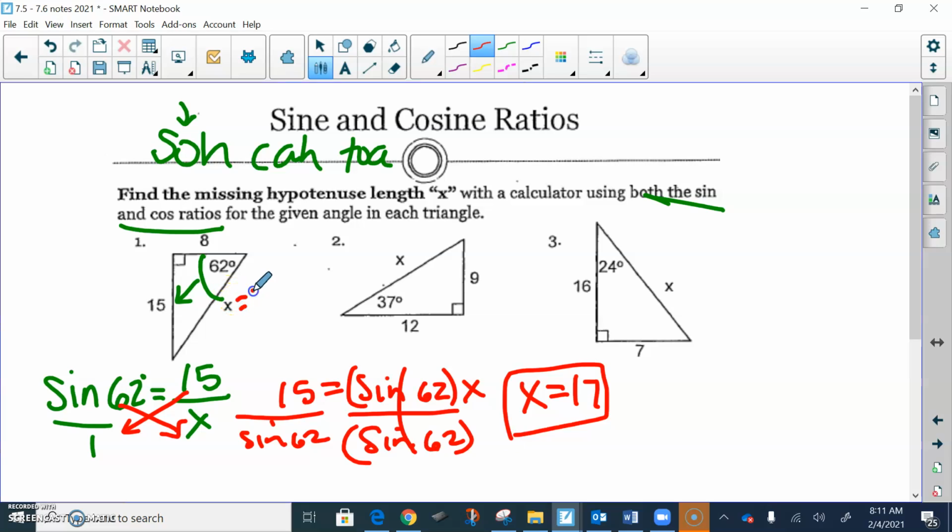Okay. And if we do it the other way, which of course you wouldn't really want to do all the time, but just to show you, we should be able to use cosine and get the same answer. So we're going to go ahead and use cosine. Cosine is the adjacent side over the hypotenuse. So adjacent to the 62 is the 8. So we're saying cosine of a 62-degree angle. We know what that ratio should be. That's in our calculator. Adjacent, which is 8, over x. Again, I put this over 1, cross multiply.